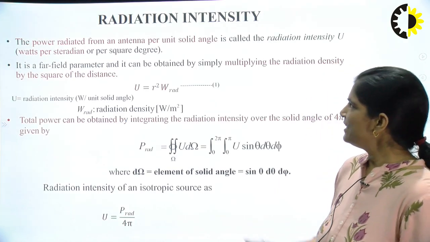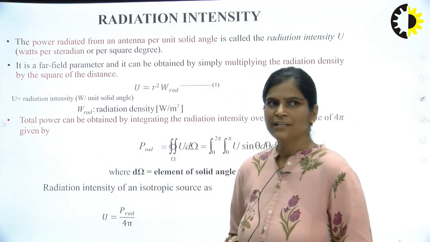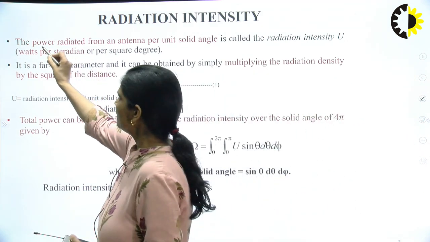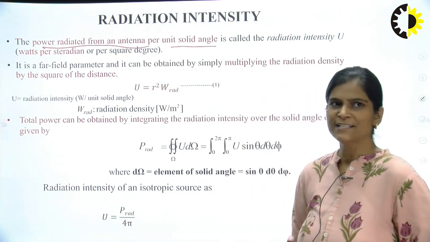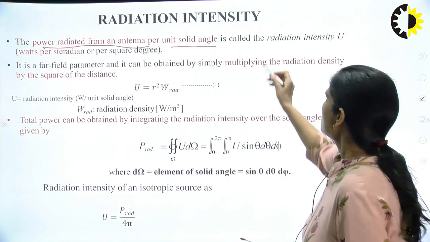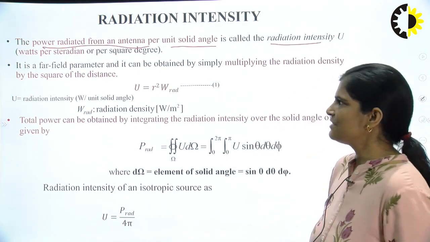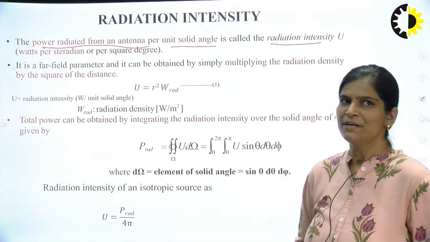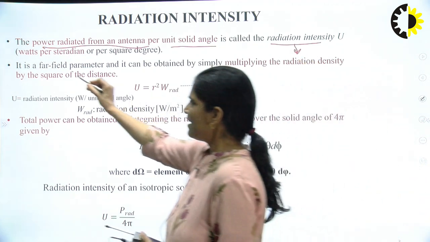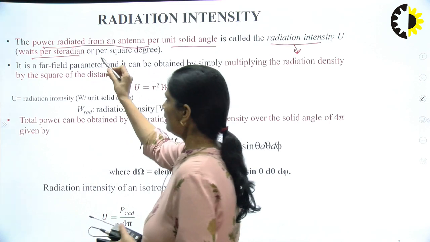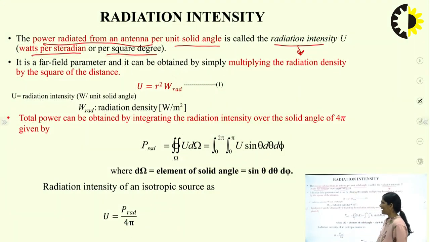Now, what is radiation intensity? It is defined as power radiated from an antenna per unit solid angle. Solid angle is 4 pi of a sphere. Its units are watts per steradian or per square degree, and it is a far field parameter also.